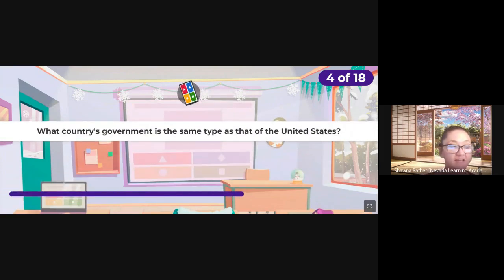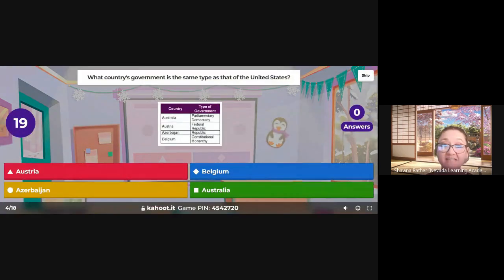What country's government is the same type as that of the United States? So looking at that chart.